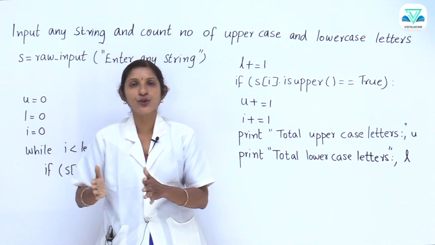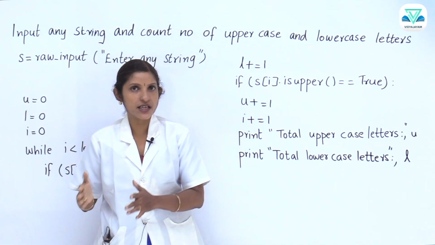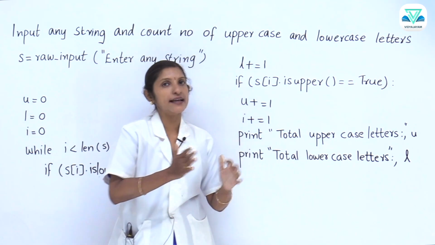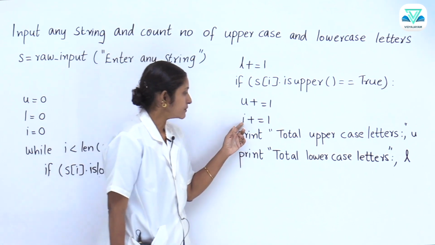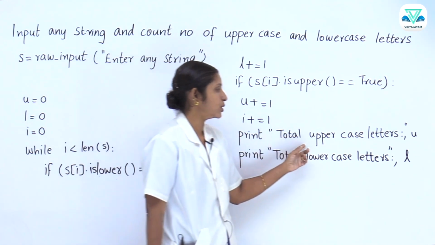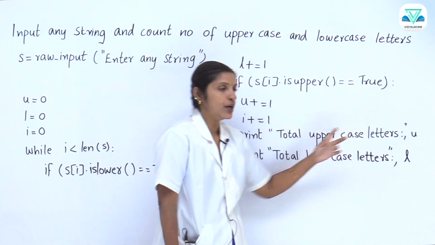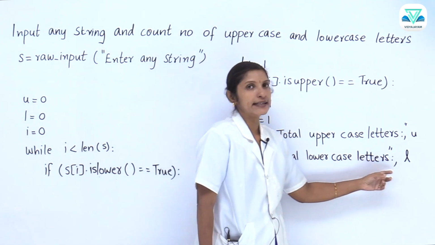The index I should be incremented. First it will be 0, then 1, then 2, then 3, like that it should go on. After that, we are printing the total uppercase letters in U and the total lowercase letters in L.